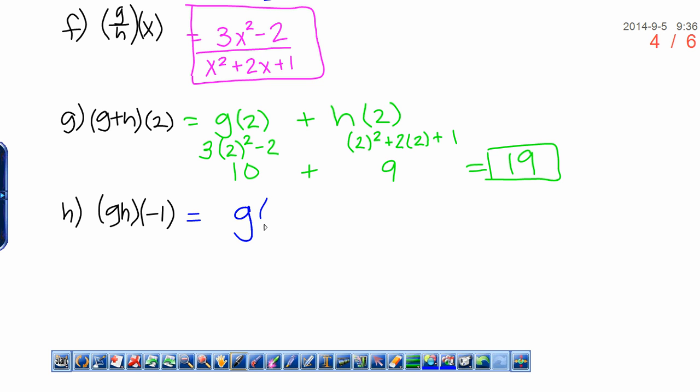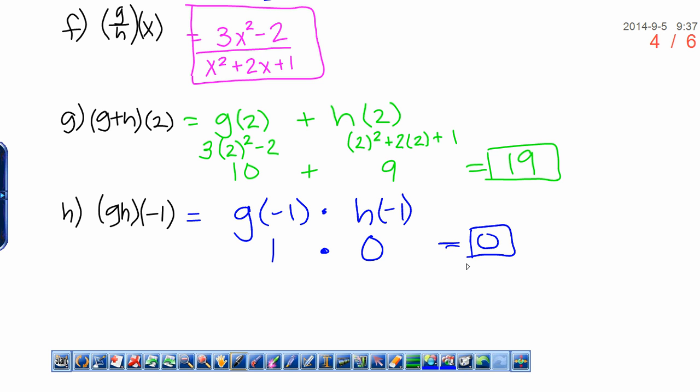So I did it as g of negative 1 times h of negative 1. You didn't have to do it that way. If you did do it this way, what'd you get when you did g of negative 1? 1. And h of negative 1? 0. No, I thought we were multiplying. No. Should have gotten 0. Anyone need me to work it out? Yeah? Which way did you do it?